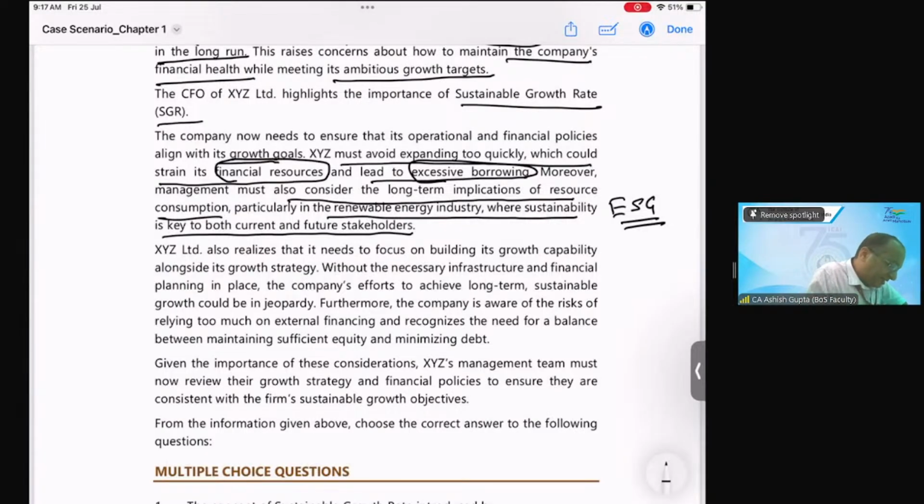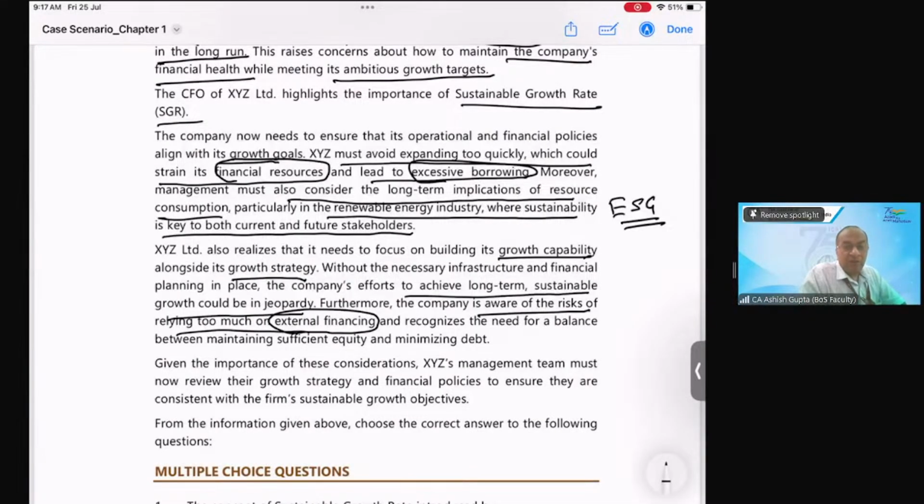XYZ realized that it needs to focus on building its growth capability alongside its growth strategy. Without necessary infrastructure and financial planning in place, the company's effort to achieve long-term sustainable growth could be zero priority. Furthermore, the company is aware of the risk of relying too much on external financing. We have to limit our external financing and recognize the need for a balance between maintaining sufficient equity and minimizing debt. That is very important.